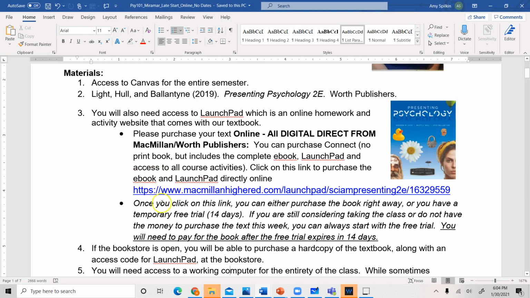Once you click on that link, you have three options. So the first option is to buy the book right away, and book and Launchpad, like I said, they come together. And so you'd put in your credit card number and pay for everything that way.